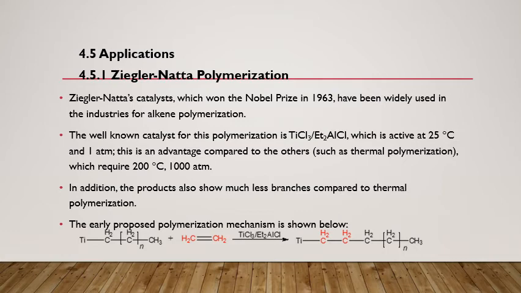By comparing this catalyst with other catalysts and other polymerization processes, the Ziegler-Natta catalyst has more advantages because the others require 200 degrees and 1000 atm for a polymerization reaction to occur. In addition, in terms of the product, the product is also less branched compared to thermal polymerization.